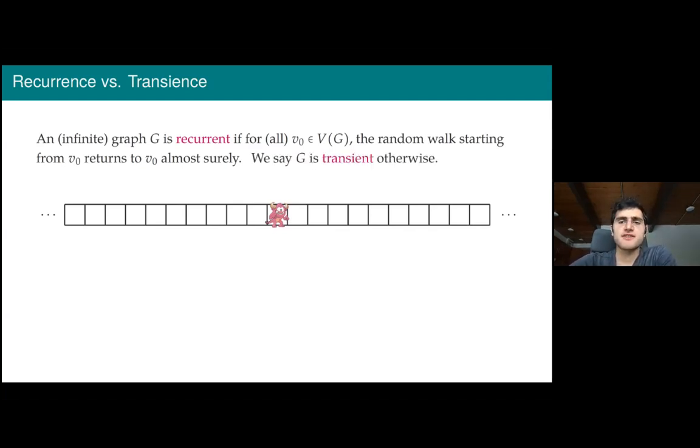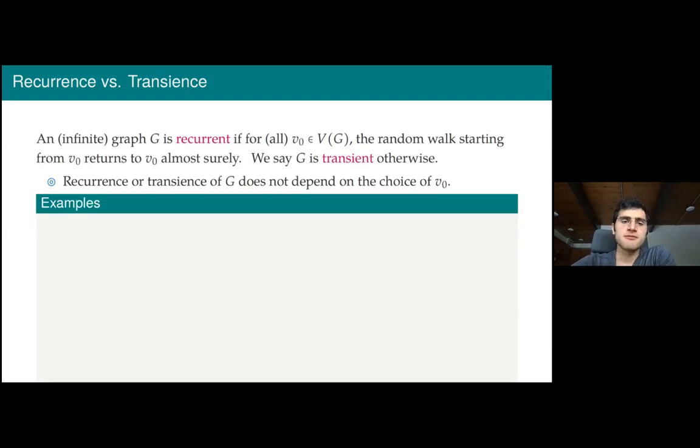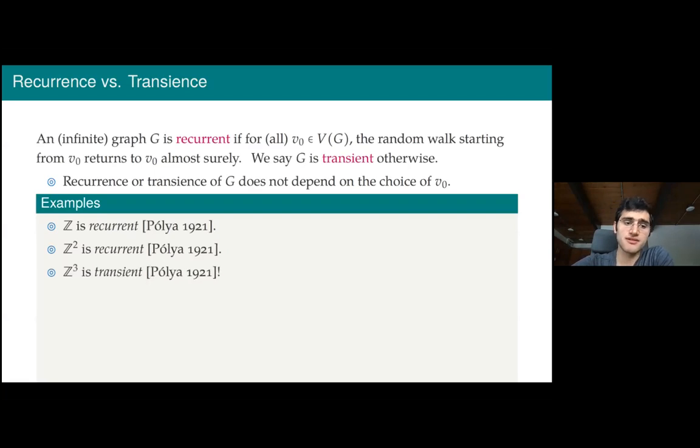Otherwise, we say G is transient. Note that as long as G is connected, this definition does not depend on the choice of the starting vertex. So let's see some examples. As I mentioned earlier, Z is recurrent, and so is Z squared. But the three-dimensional grid is not recurrent anymore.